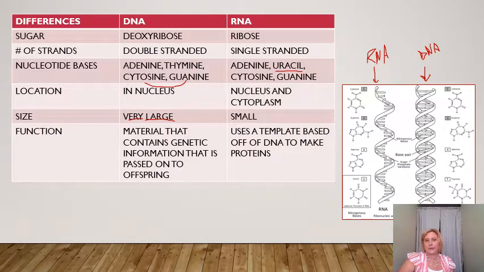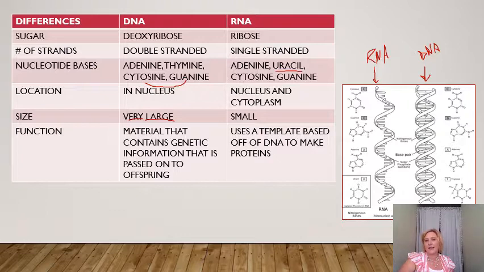Another difference between the two is DNA is located primarily in the nucleus of our cell, and RNA can be located in the nucleus, and since it's smaller in size, it's able to leave that nucleus and also travel to the cytoplasm. And that brings us to our final difference criteria between DNA and RNA.